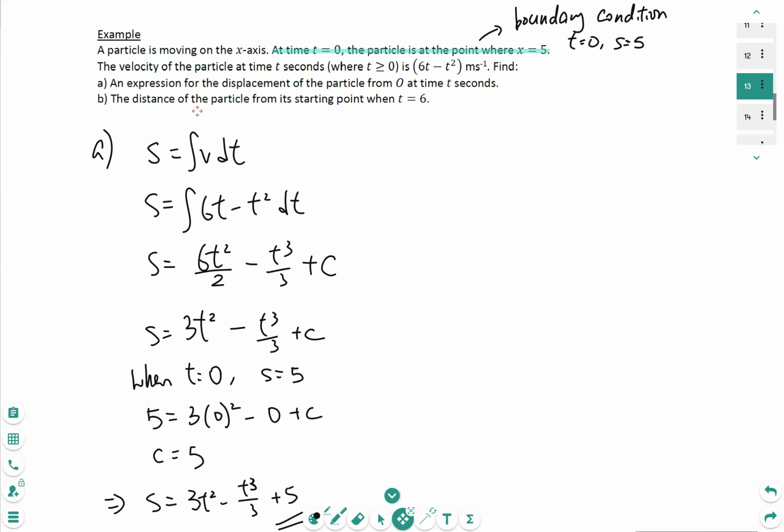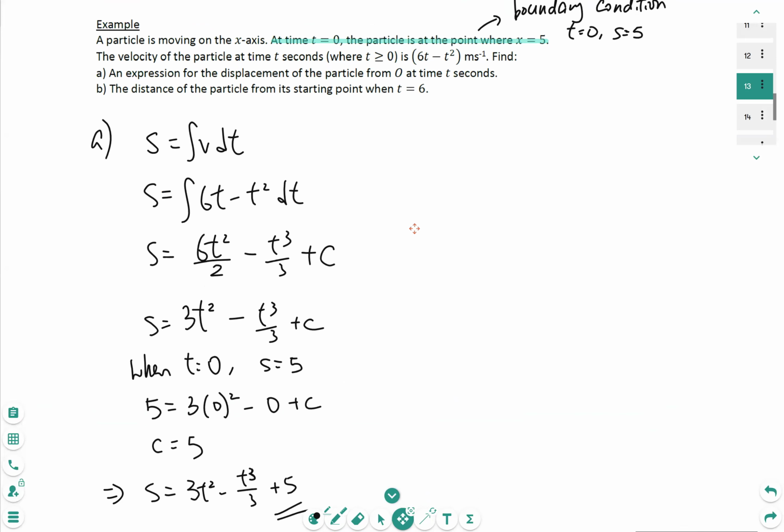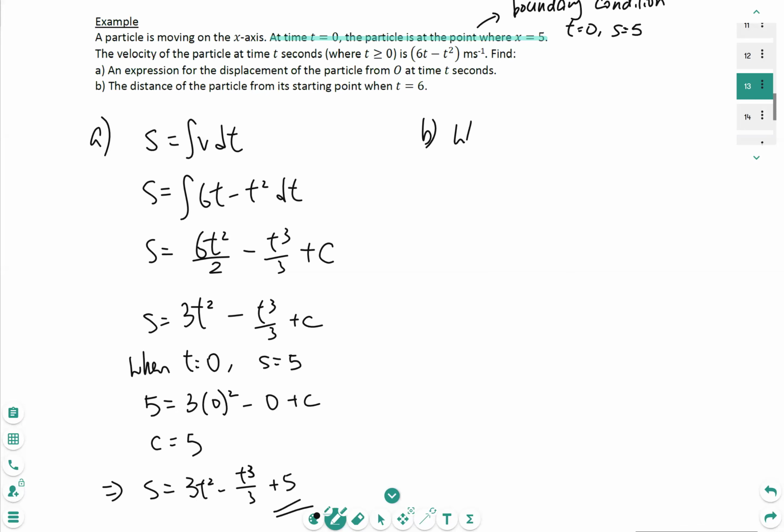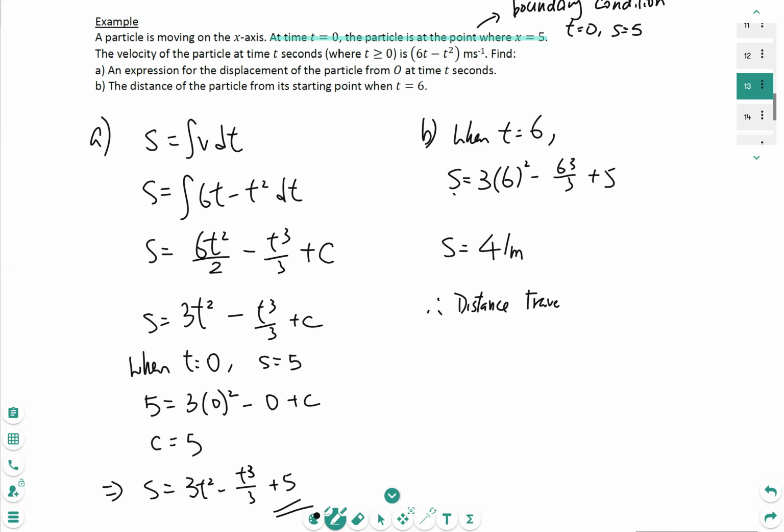Part B, find the distance of the particle from its starting point when t equals 6. So part B, when t equals 6, s equals 3 times 6 squared minus 6 cubed over 3 plus 5. Now, just be careful, your s and 5 are quite similar, like mine. Just be careful when you write out. So s, you get 41 meters. But because we start with 5 meters, therefore, distance traveled equals 41 minus 5 meters, which is 36 meters.